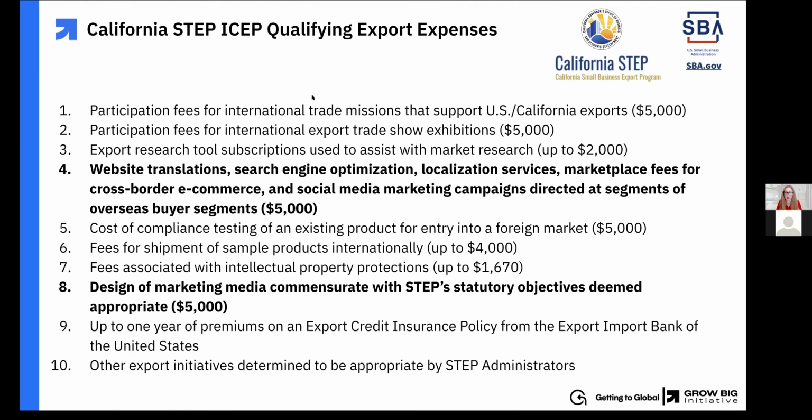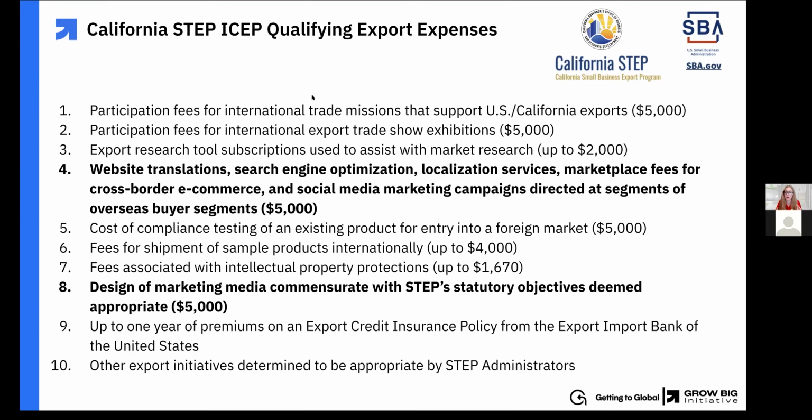analytics report that your social media campaign was directed at your foreign markets of interest. I work with clients who put their entire $5,000 in social media ads. Cost of compliance would apply to you in the e-commerce space as well. International IP protection is up to $1,670.